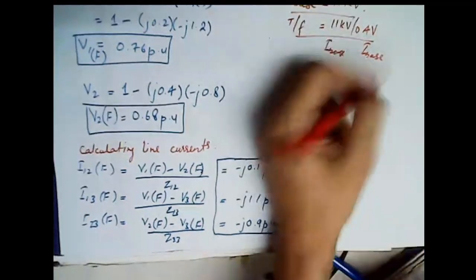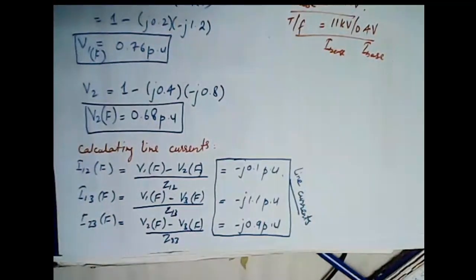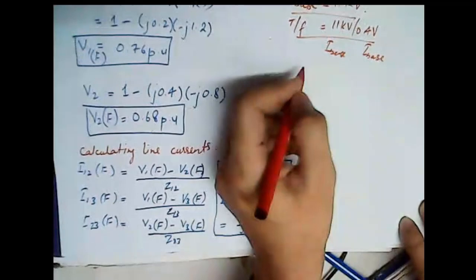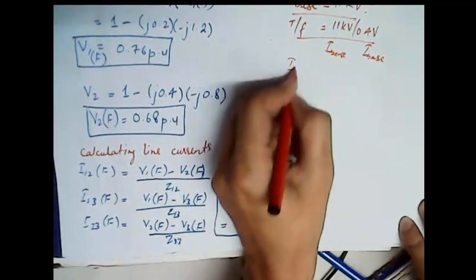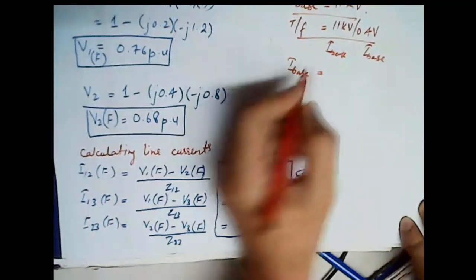And based on which side we have the fault, we can find out the base value and multiply the per unit current with the base current to find out the actual value, right? Let's say we have the fault at the secondary end of the transformer. So what will be the base current?